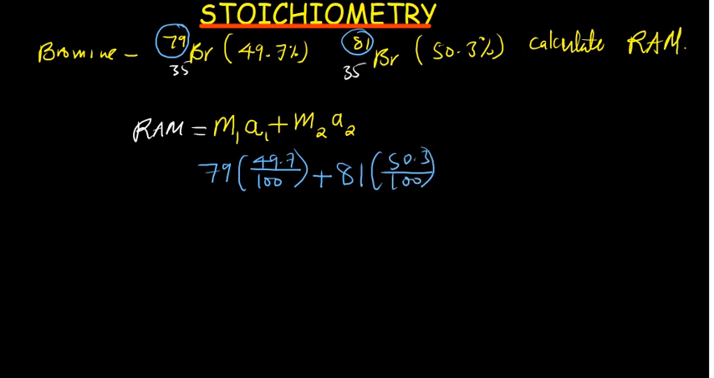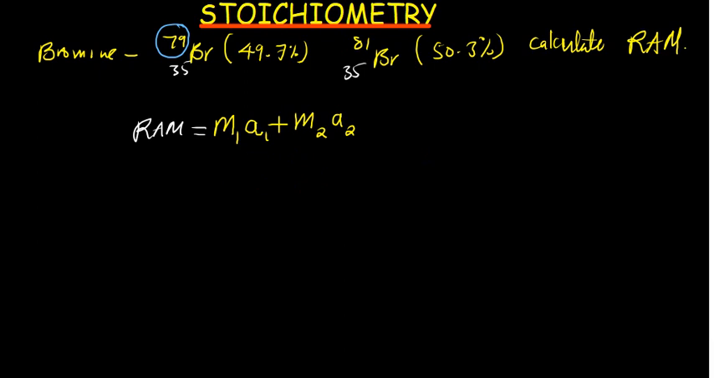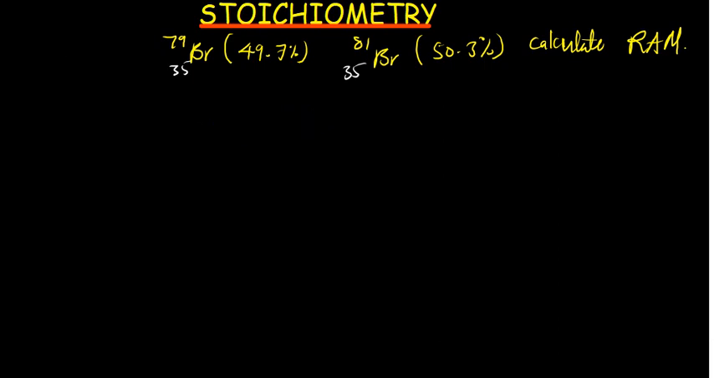Yes, you will always be given the abundance. If they have not given it to you, then the question will be asking you to calculate the abundance. They will give you the other data that is required. Do we have any question? All right, let's look at another example.